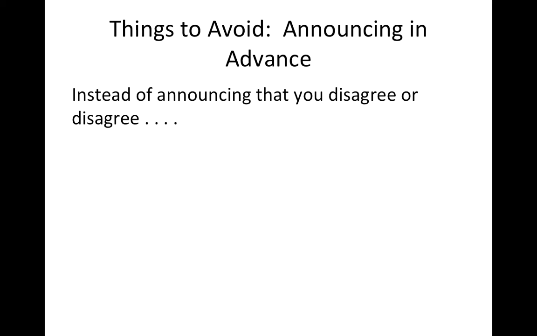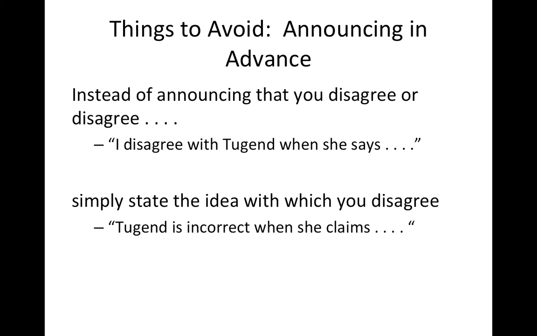Speaking of things to avoid, here are some other things that it would be good to avoid in this paper. It's not a good idea to announce in advance what you're about to say or what you think. So instead of saying, I disagreed or I agreed with Tujend when she says, or I disagree, present tense, with Tujend when she says, you don't need to pronounce that. Instead, just say what you agree with.